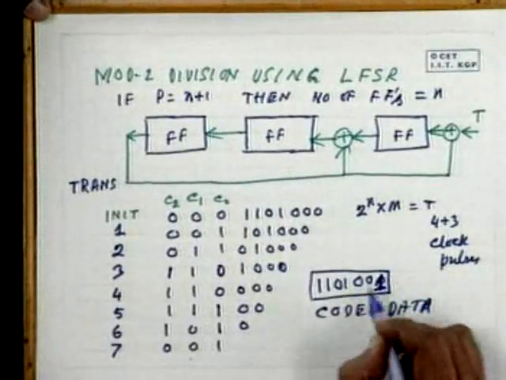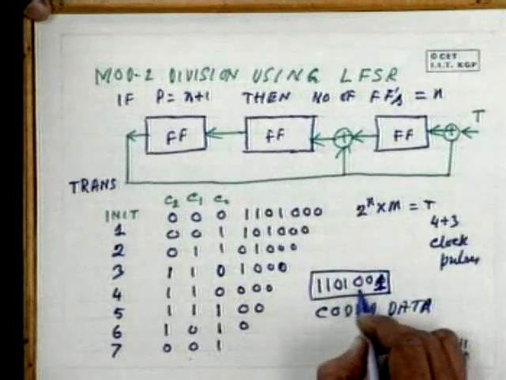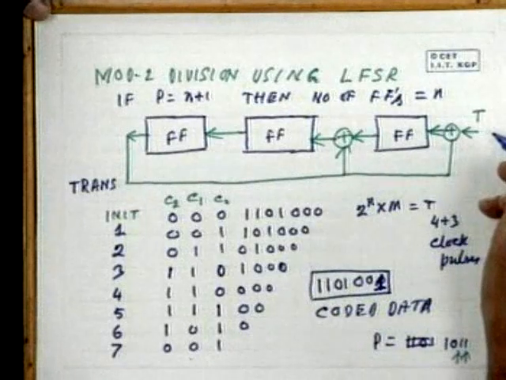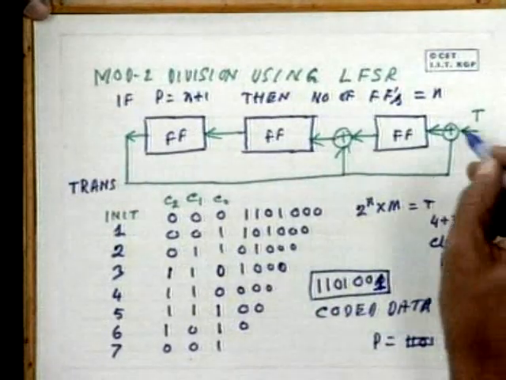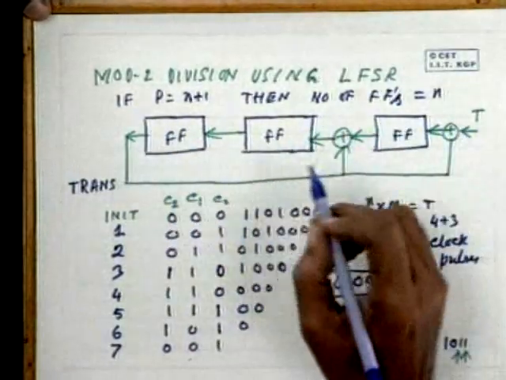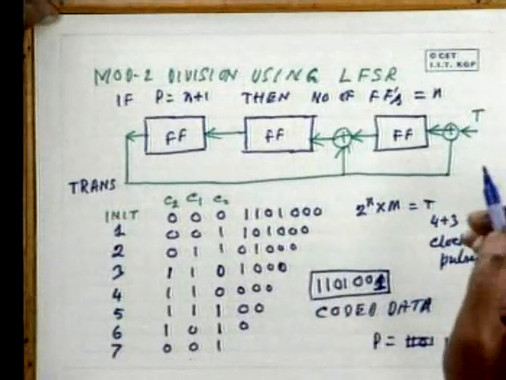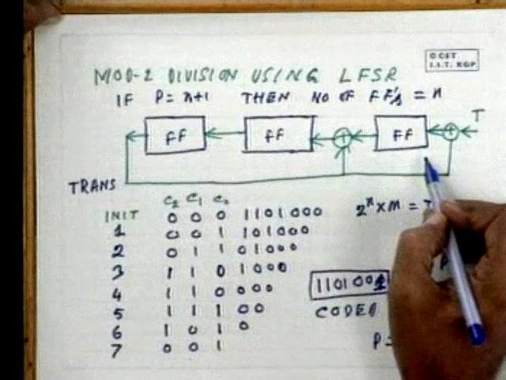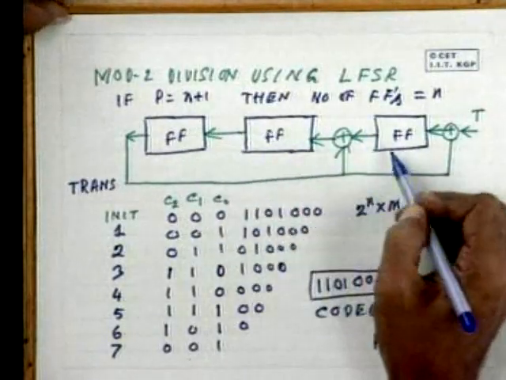If you send this coded data, because you have to add this 0 0 1, and if you receive it correctly and apply it through the same linear feedback shift register, you will get a remainder 0. That means no error. If other than 0 is there in the flip-flops in the shift register, then there is an error.